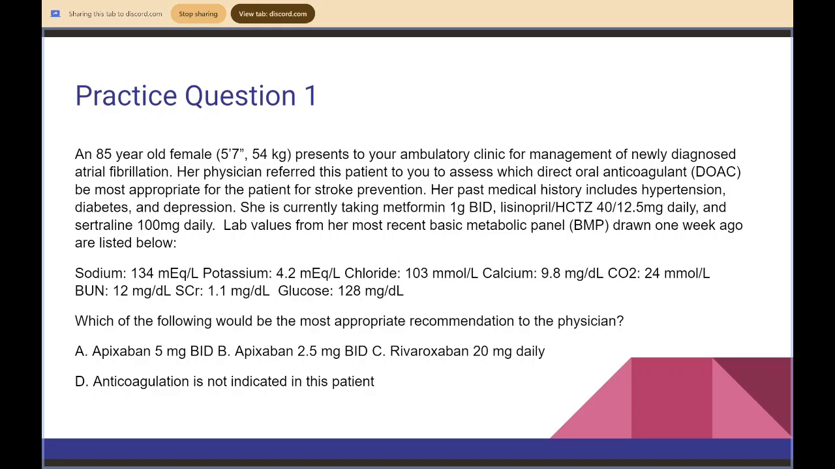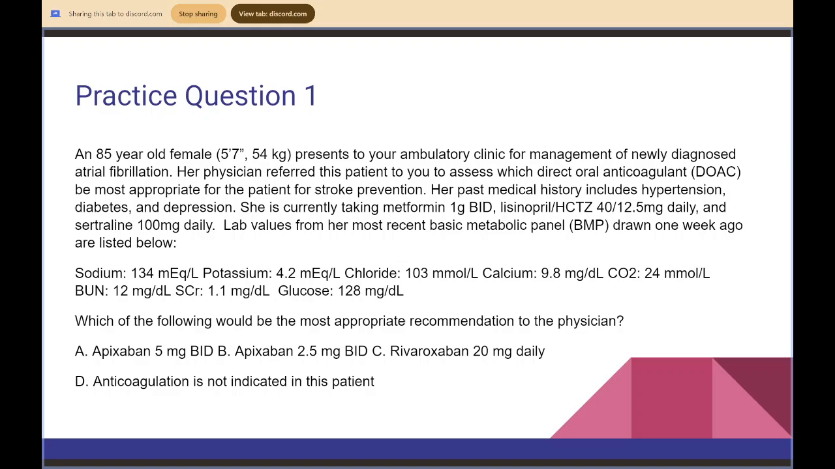However, if the patient has any two of the following criteria, greater than 80 years of age, body weight below 60 kgs, or serum creatinine greater than 1.5 mg per deciliter, then there will be a dose reduction. Because this patient is greater than 80 years of age and the body weight is below 60 kilograms, we will do a dose adjustment. So choice B is correct, and that's why A is incorrect.